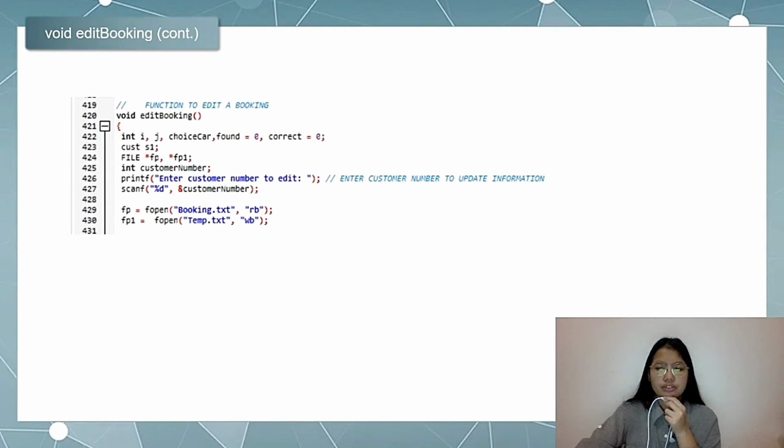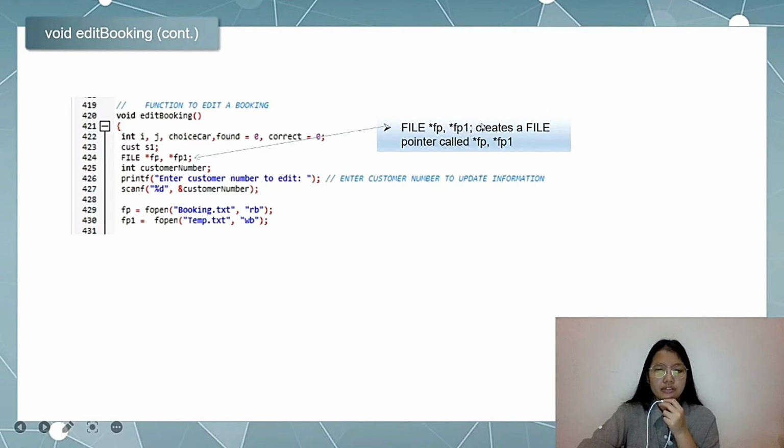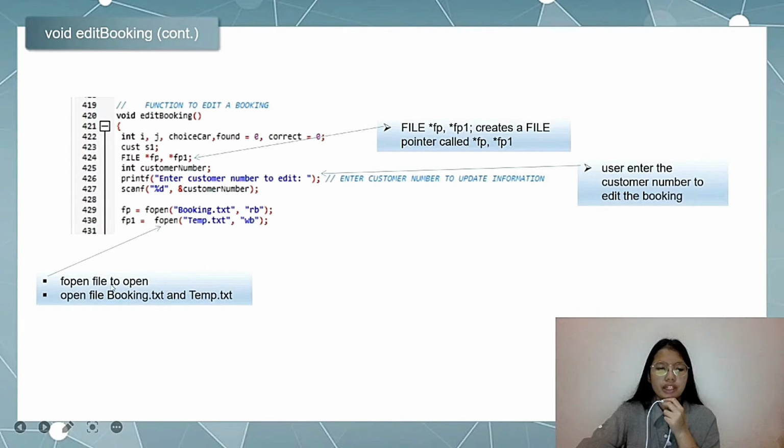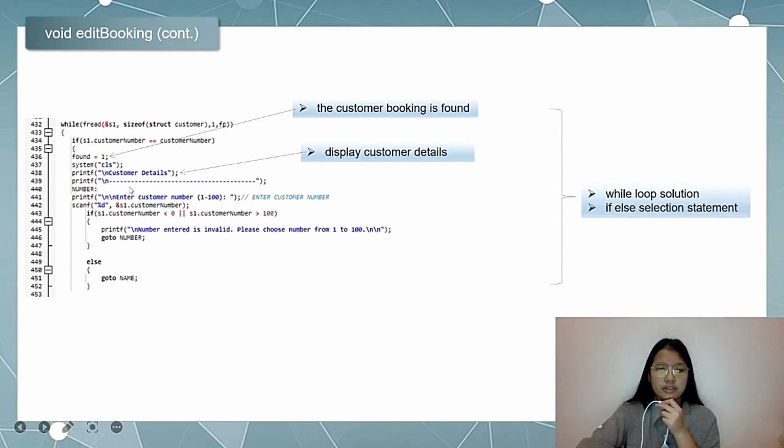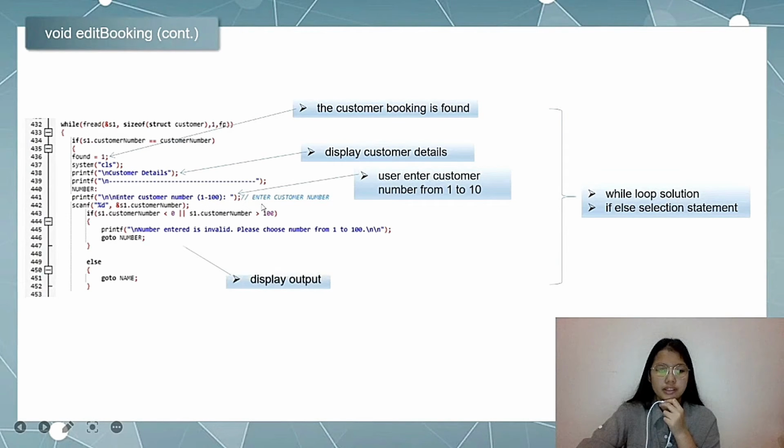This is the function to edit a booking if the user enters number 2. File pointer fp and pointer fp1 are created. The user enters the customer number to edit the booking. Fopen opens the files booking.txt and temp.txt. Using a while loop and if-else selection statement, the customer booking is found and the customer details are displayed. The user enters the customer number from 1 to 10 and the program will display the output.